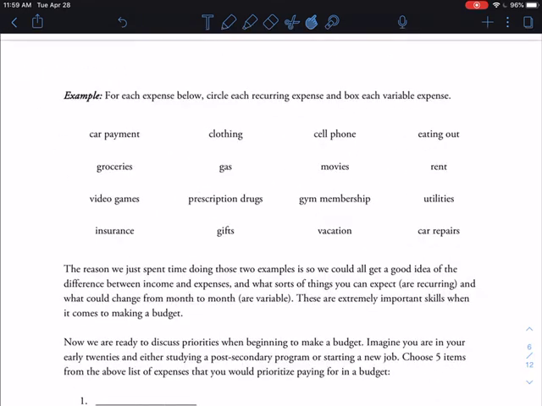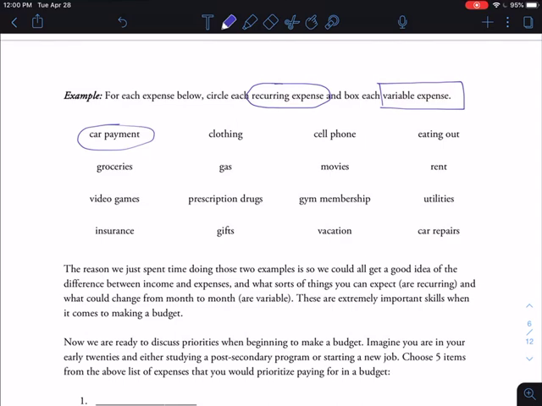Okay, so next page. For each expense, we're going to circle each recurring expense and box each variable expense. Okay, so I'm just going to do those things in the instructions to remind ourselves what we're circling and what we're boxing. Okay, so again, we're looking for things that are regular expenses, and we're going to put a circle around those. And then things that change from month to month, we're going to put a box around those.